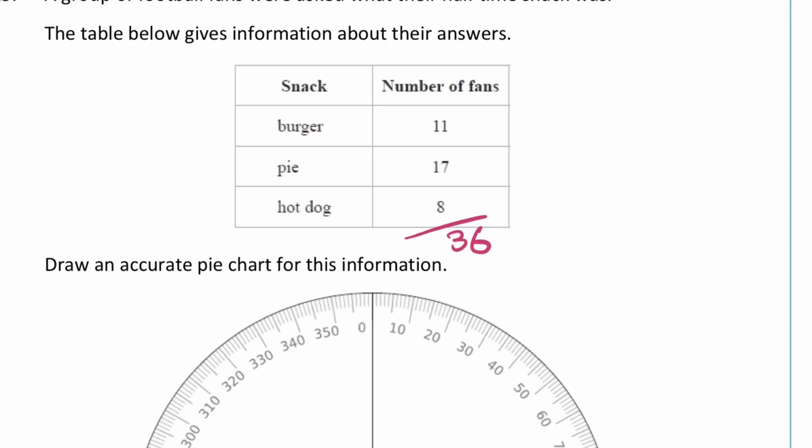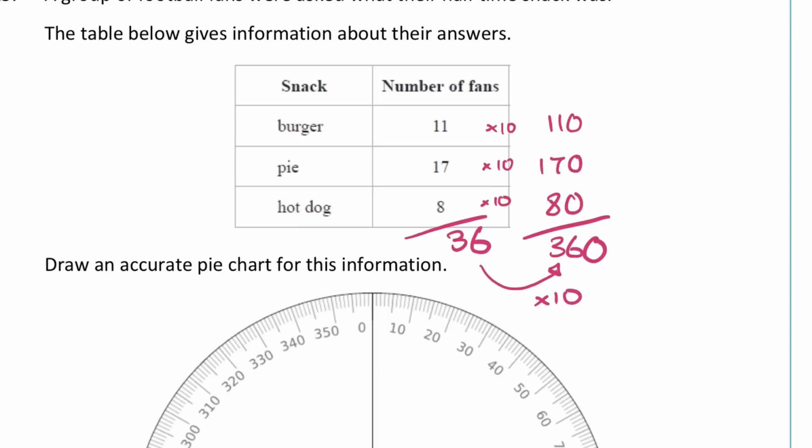Because if we want to make this add up to 360 degrees, which is of course the angles within a full circle, we just need to think what we multiply by, and 36 to 360 is like the nicest one ever. We're just timesing by 10. So if we times all of these by 10, and remember that number can change depending on what the total is, we get 110, 170 and 80, and we just need to draw those angles on the pie chart.